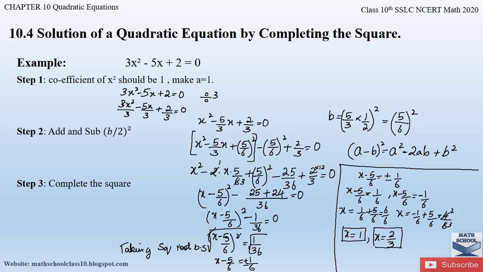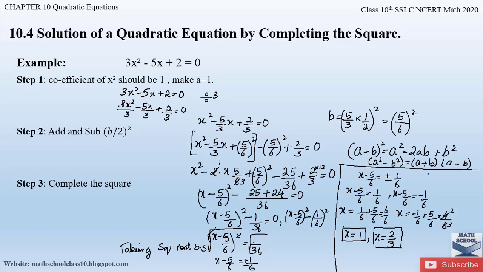You can use this method, or you can also use an identity here. Here if you see, it is of the form a square minus b square. The a square minus b square formula is a plus b into a minus b, right? So the same thing can be applied here. So this is x minus 5 by 6 the whole square minus 1 by 36. 1 by 36 can be written as 1 by 6 the whole square, right?